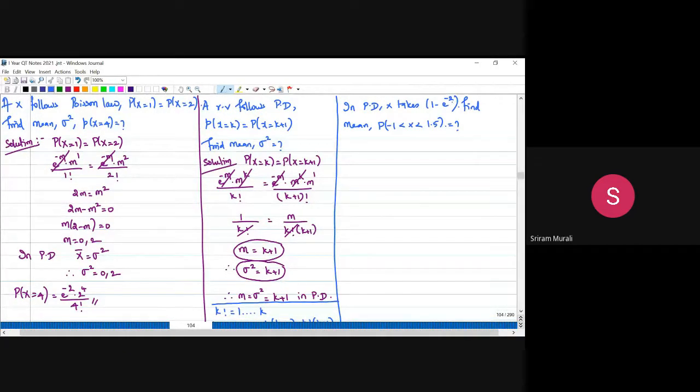In the place of m, you will have 2. So e power minus 2 solution. So this is the value of mean. Therefore, mean is 2. This is the first one.